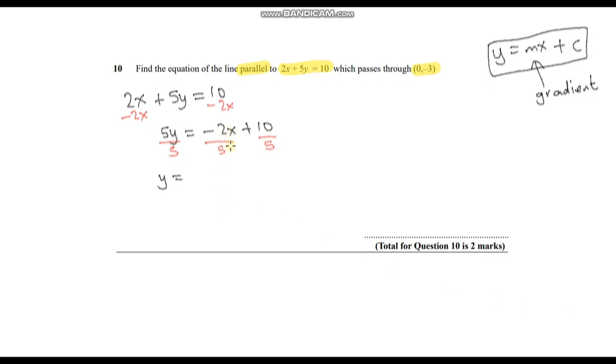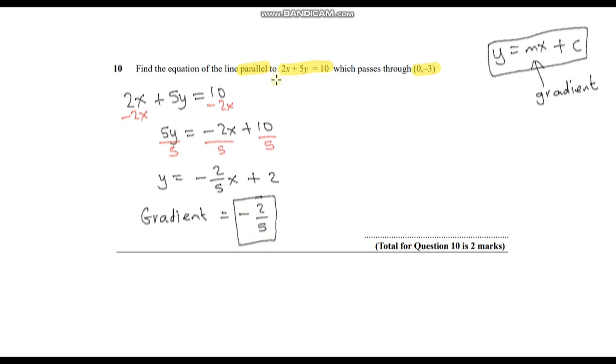So negative 2x divided by 5, well, that's just negative 2 over 5x. And then plus 10 over 5, well, that is just 2. So this is the equation of our line. So what is the gradient? Well, the gradient is negative 2/5. So the gradient of our line is negative 2/5. Let's just box that. That's the gradient of our line.